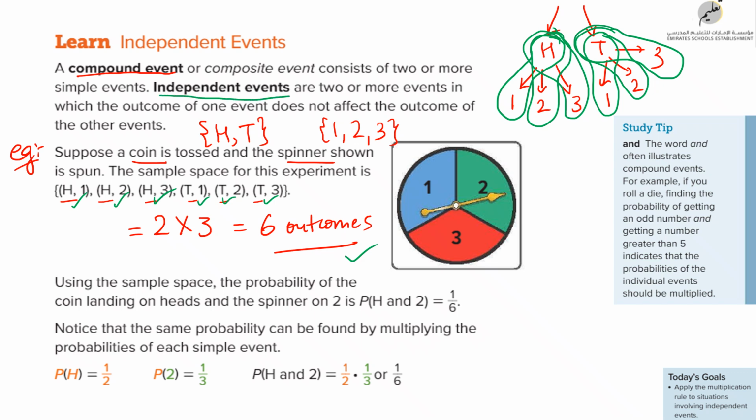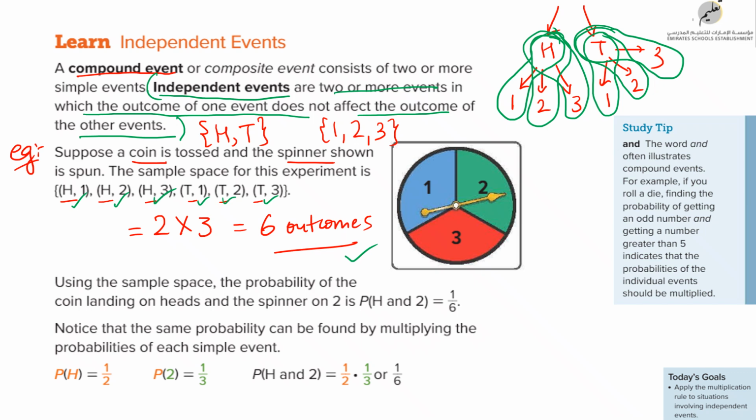Why independent? Because here the outcome of the first event, which was the tossing of the coin, no way it affects the number that will come on the spinner. So the outcome of one event is independent of the outcomes of the other event, or it is not affected. So if we read here, independent events are two or more events where the outcome of one event does not affect the outcome of the other events. They are completely disconnected. One is the tossing of the coin, one is the moving of the spinner, no connection at all.